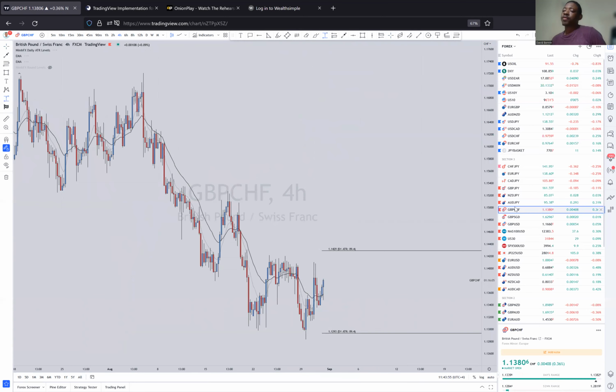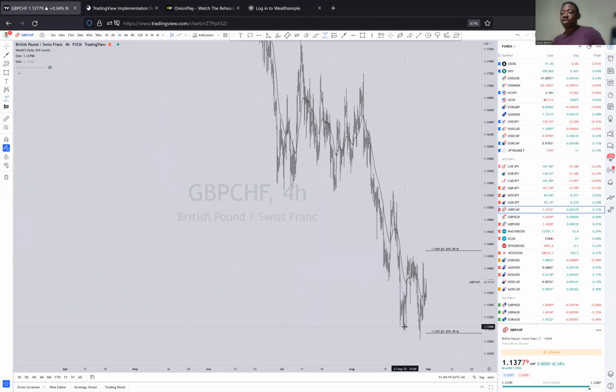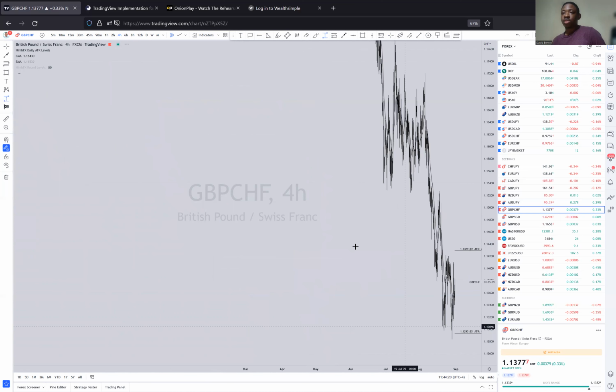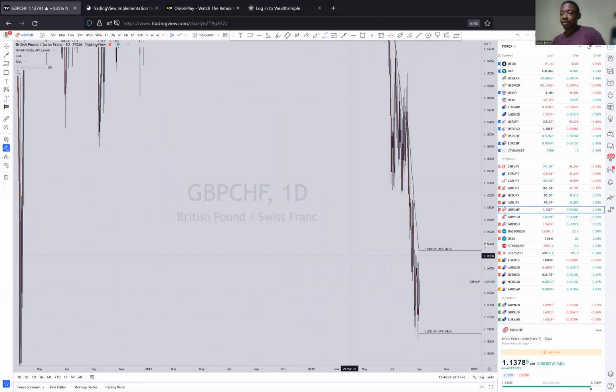GBP CHF. So GBP CHF, I was looking at more bearishness when price tapped here. But price pushed back down and created a new liquidity and tapped into the liquidity. So I'm actually looking to be a bull here, but there is so much going on here. So this is how I would want to treat this. Let me quickly check something on the daily time frame.